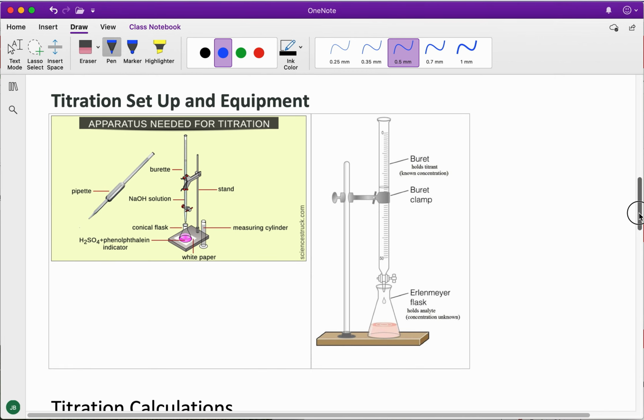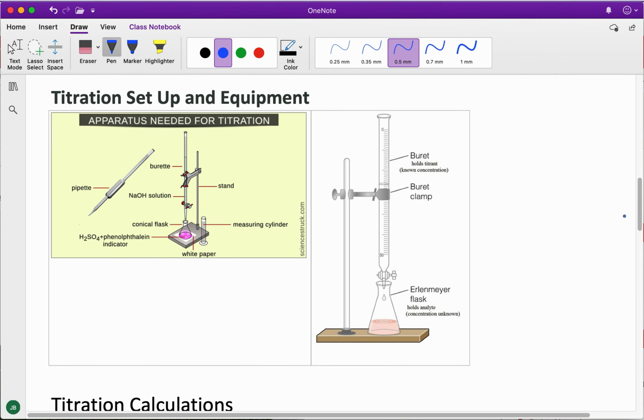So here is the setup that I was telling you about. What you see here is a very, very long glass tube. It does have measurements on it, so in some ways it kind of reminds you of a graduated cylinder. This is called a burette, and the burette is held up by the clamp on a ring stand, and our Erlenmeyer flask is underneath. So once again, either the acid or the base within the burette is going to be of a known concentration.